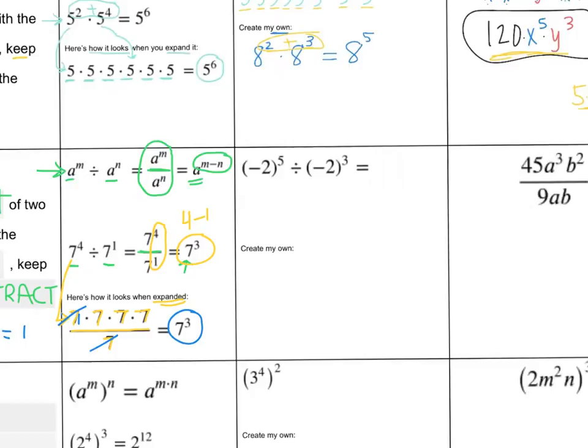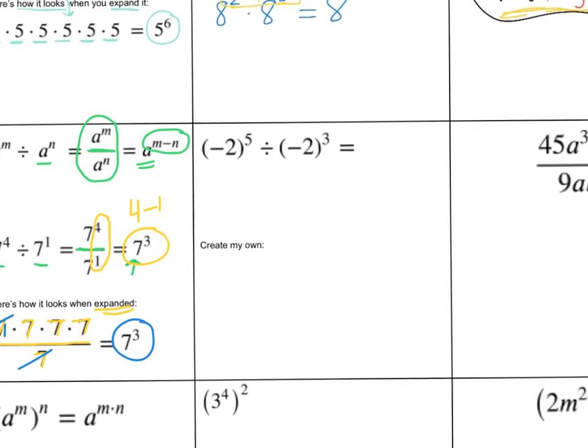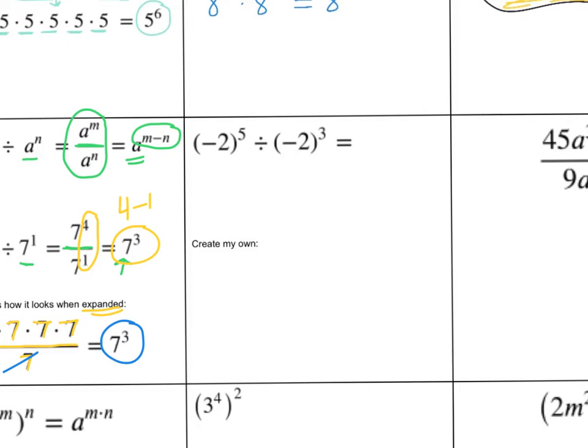So let's move over and under the You Try, apply the property. Let's try this: -2 to the 5th divided by -2 to the 3rd. So let's stack it up and down with a fraction bar. When the bases are the same and we're dividing, we keep the base and subtract the exponents. So 5 minus 3 equals 2.